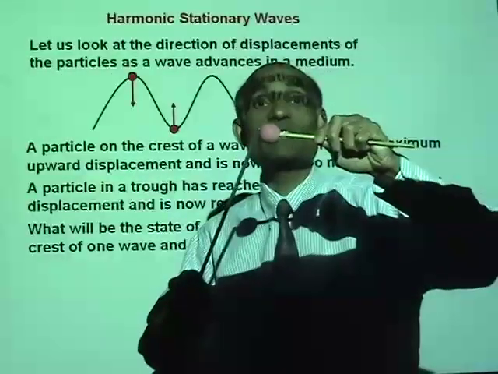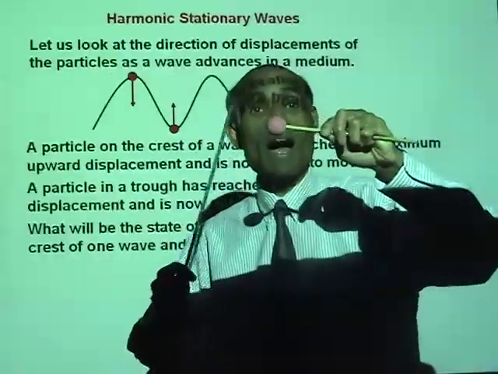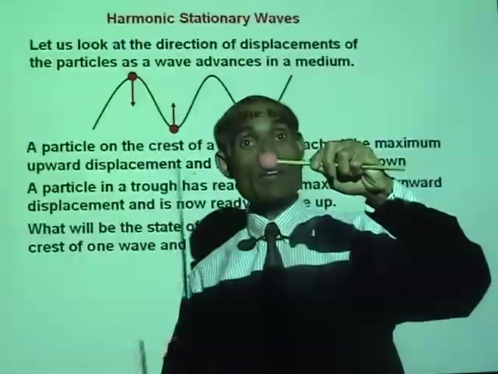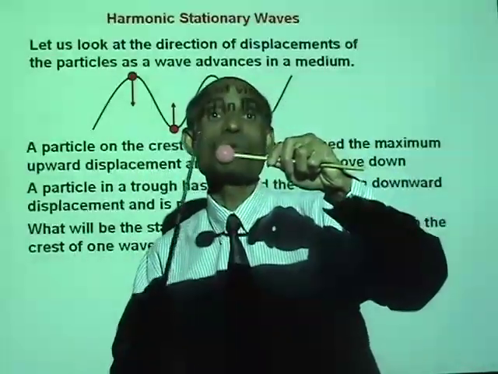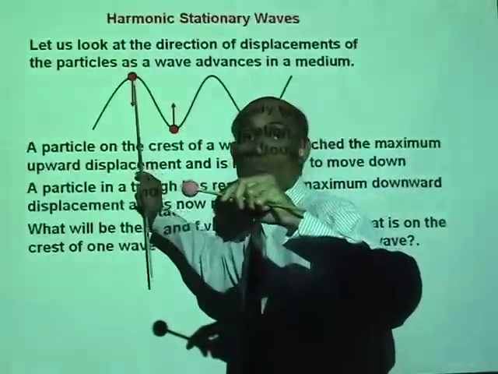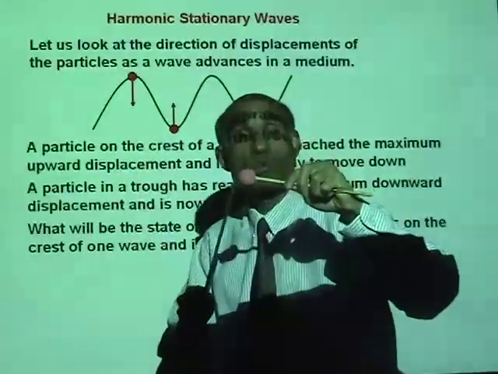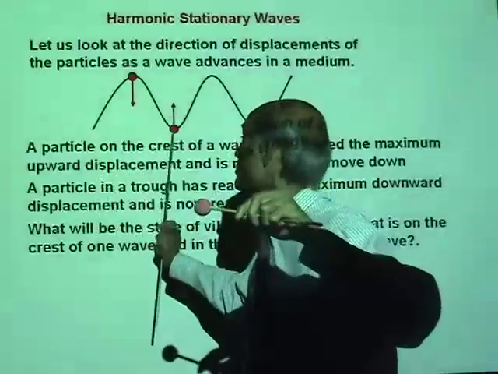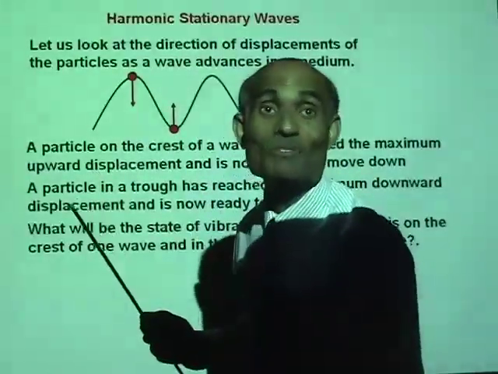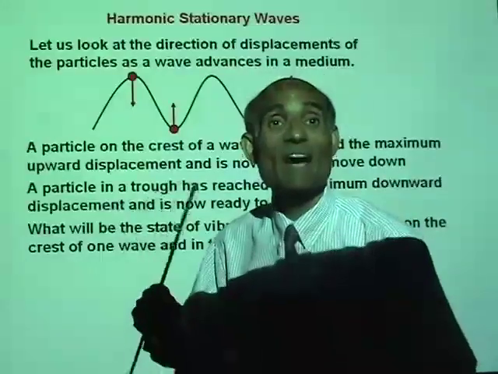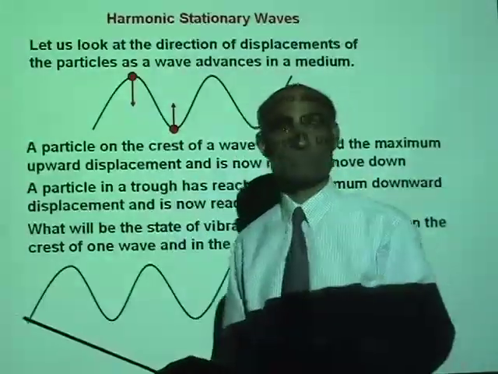If this particle is on the crest of one wave and the trough of the other wave at the same time, that means wave one will want this particle to move down. Wave two will want this particle to move up. What will this particle do? Well, it will not move. It will stay at the equilibrium position.